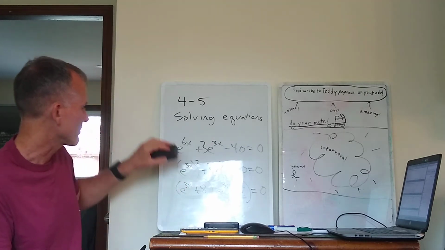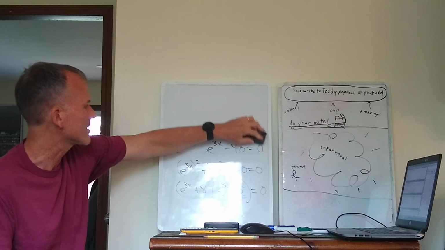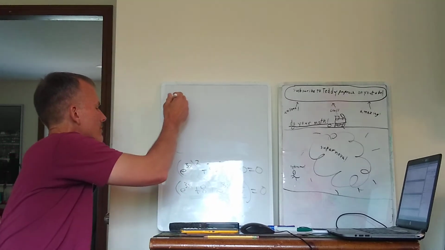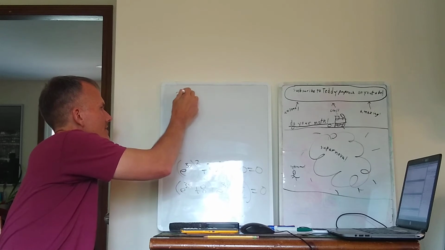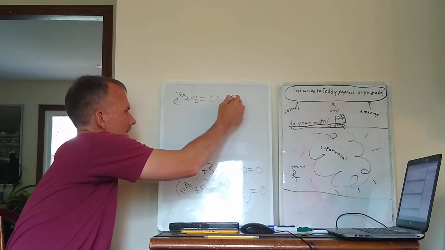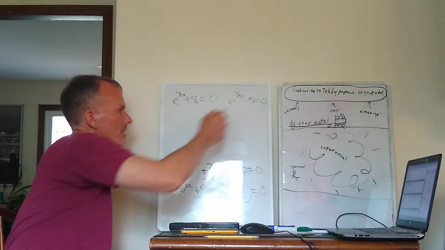So I'm actually going to erase the top of this. We'll even erase the section number here. And so I'm going to set this equal. I'm going to write e to the 3x plus 8 equals 0, and then I'm also going to write e to the 3x minus 5 equals 0.